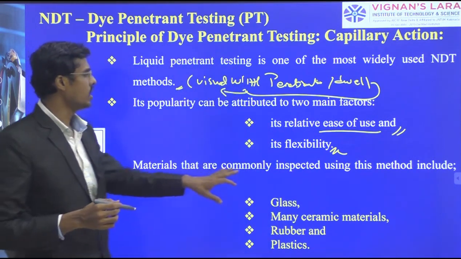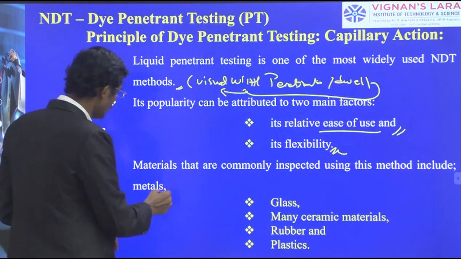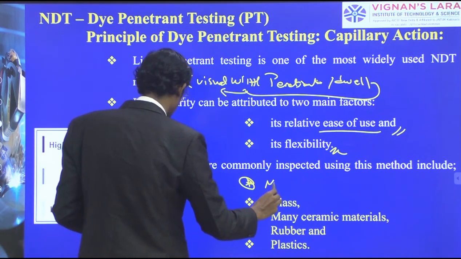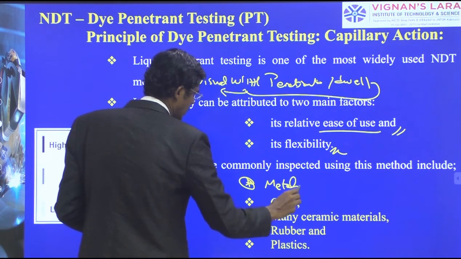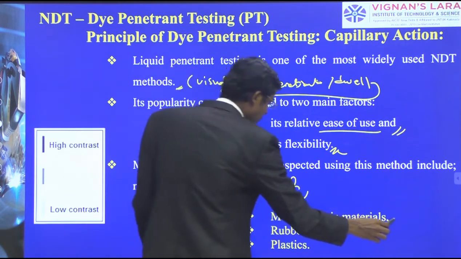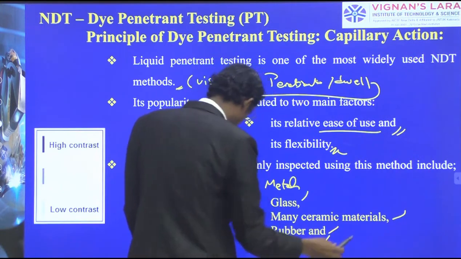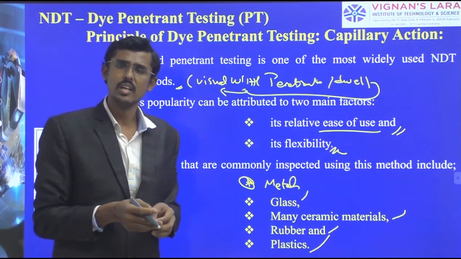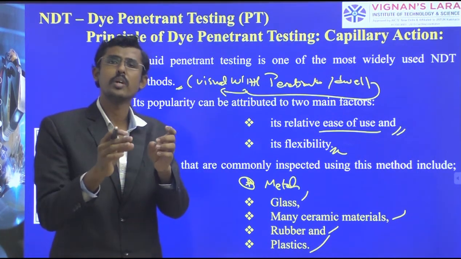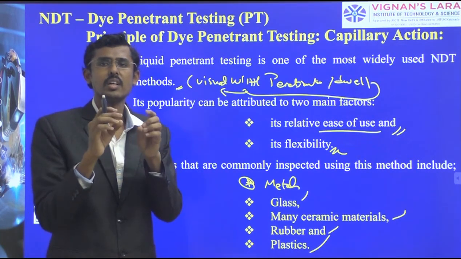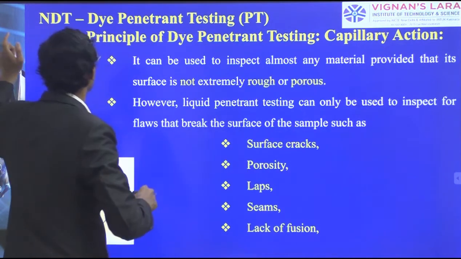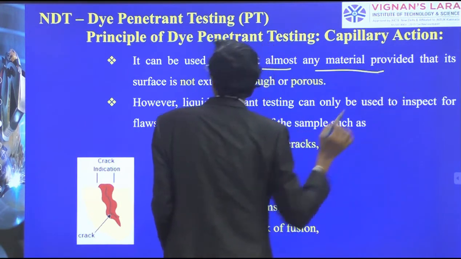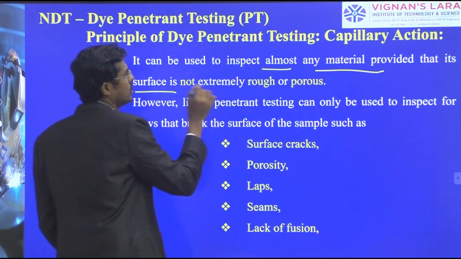Materials that are commonly inspected using this method include metals, glasses, many ceramic materials, rubbers and plastics also, or almost all materials which are used in industrial circumstances can be inspected by visible penetrant inspection methods. It can be used to inspect almost any material provided that its surface is not extremely porous.